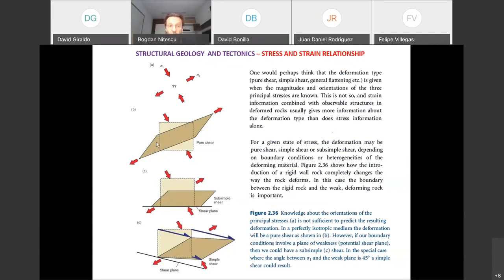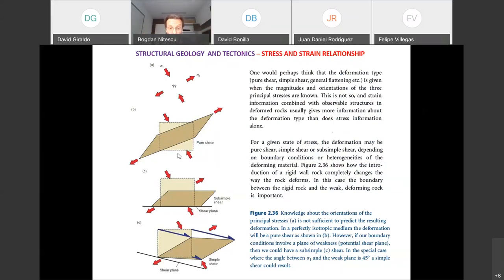As you can see, you have question marks here. The question marks say, okay, if we know the state of stress, what will be the deformation? Maybe it's easy to understand, for instance, if we are given a volume of rock, how it is going to get deformed. But what this figure tries to show is this: if you know the orientations of the principal stresses, that is not sufficient to predict the resulting deformation, you see? For instance, in a perfectly isotropic medium, perfectly isotropic, no variations in any direction, which in general doesn't exist in nature, you will get what's called here a pure shear deformation, which you can understand.